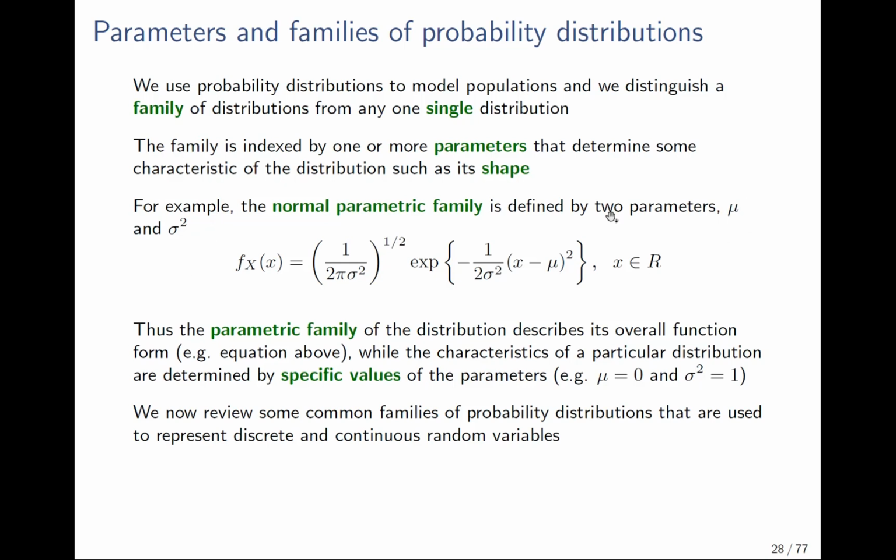So this is the equation for the normal distribution that we use to calculate probabilities. So the parametric family of the distribution describes the overall functional form, such as shown here, while the characteristics of a particular distribution are determined by the specific values that those parameters take. So for instance, mu could be 0 and sigma squared could be 1. That gives us a specific type of normal distribution. So what I want to do now is just review some common families of probability distributions that are used to represent discrete. We'll deal with discrete random variables first, and then continuous random variables.